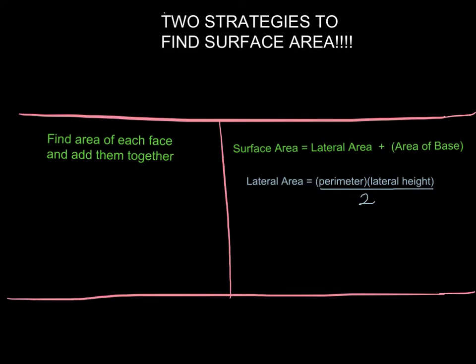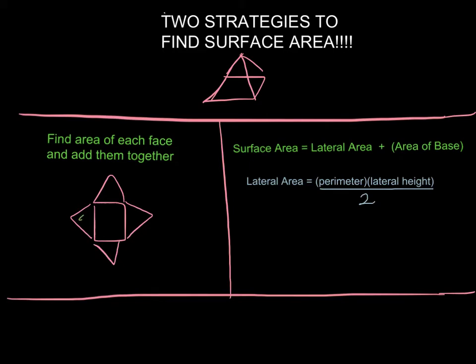So there are two strategies for finding the surface area, as you know. So if I had my square pyramid, it just keeps on coming back, you're going to be an expert at drawing square pyramids. One option is to take that square pyramid, lay it flat, and take all of these areas and add them together, and that would give you your total surface area.